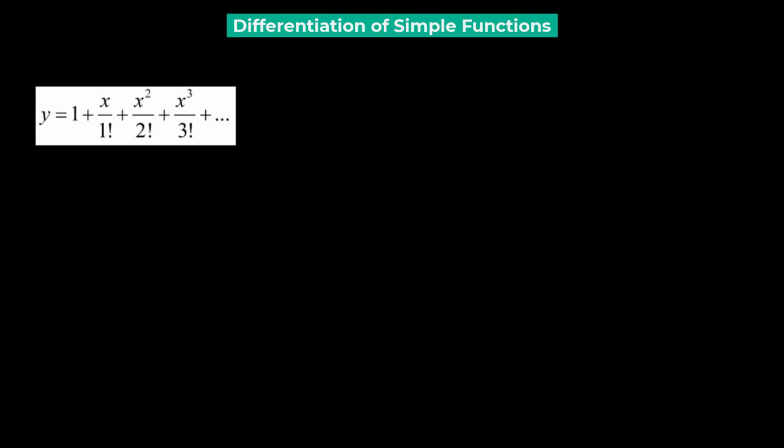So here we have the function given by 1 plus x over 1 factorial plus x squared over 2 factorial and so on. Now we have to find the derivative dy over dx, or simply the derivative of the function y. Now there are two ways of doing this. So first let us do the usual way. So we're going to apply the derivative on both sides.